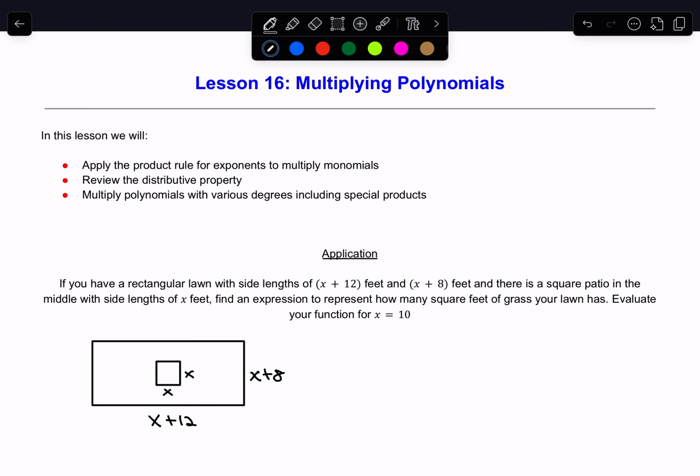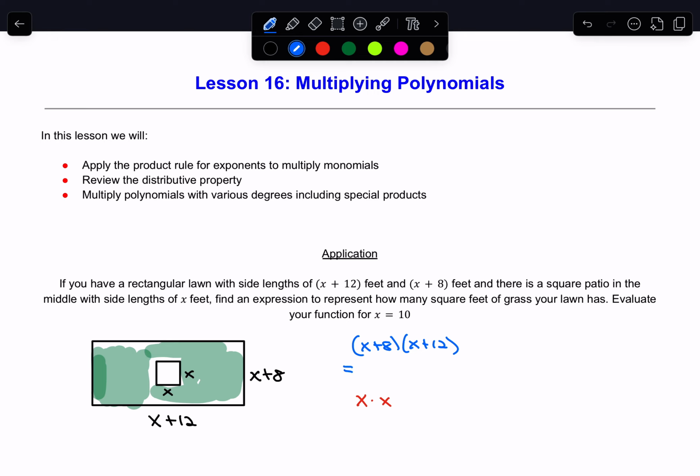So we want to find an expression to represent how much grass we have. So if I do a little shading on here real quick, everything is grass except for that square in the middle. So we want to find out how much grass we have. What we can do is find the area of the entire shape. The big shape, the area is going to be x plus 8 times x plus 12, because length times width. And then we can find the area of the little square on the inside, x times x, and then we can subtract these two things.